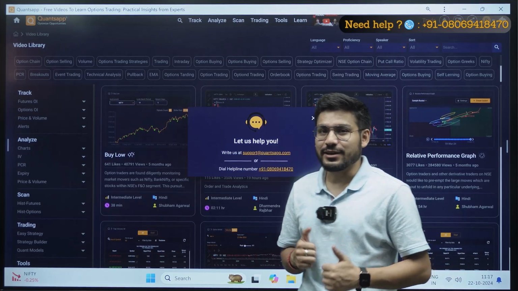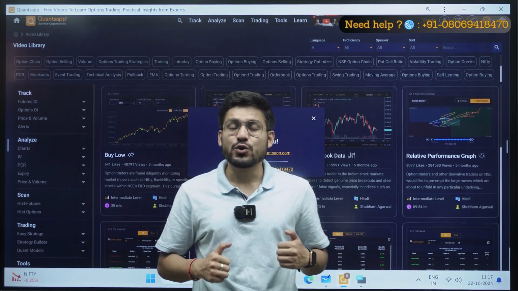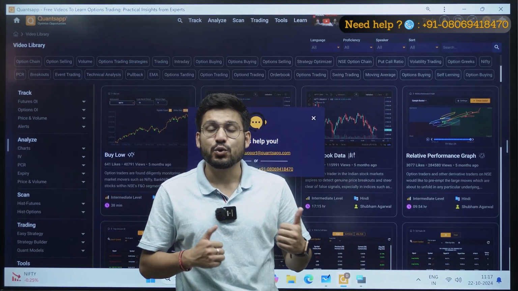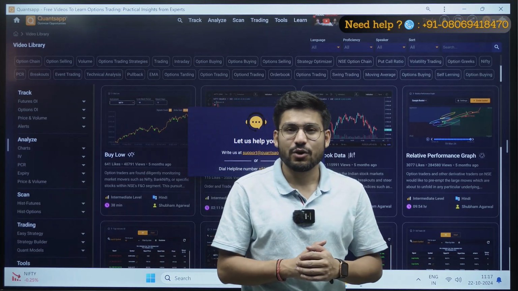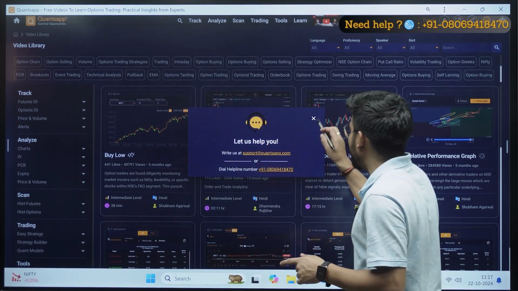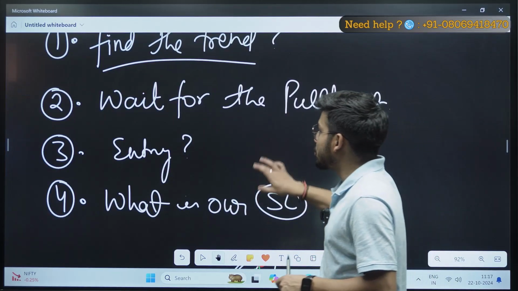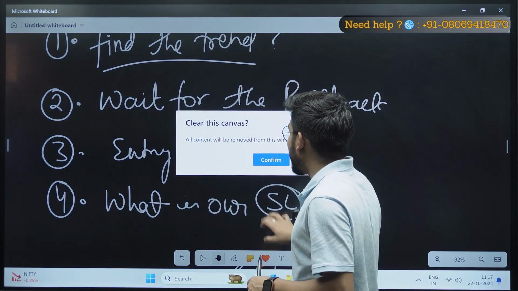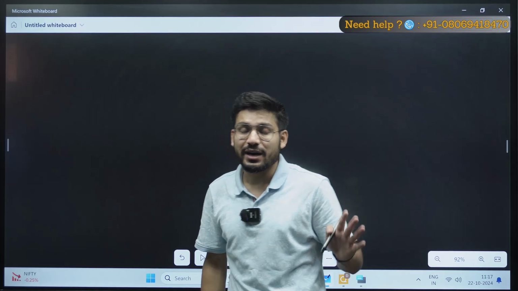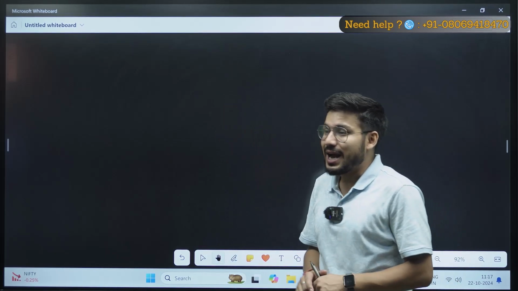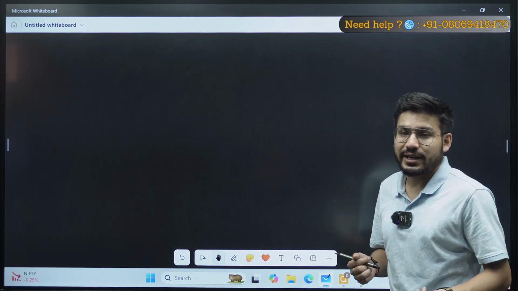Right, so let's start today's session, that is how you can trade with patterns that you usually analyze in your charts. Now, when we are talking about those patterns, the most common patterns that we analyze are the flag patterns. They are the most common patterns, and people generally take wrong entry in them, right?